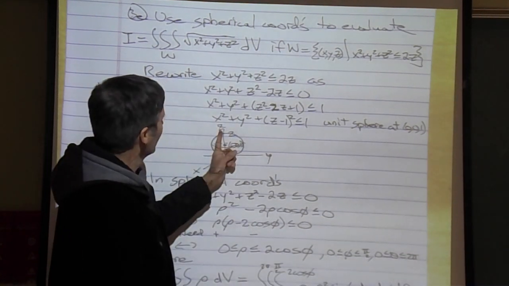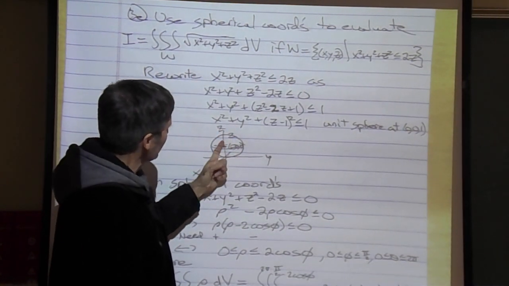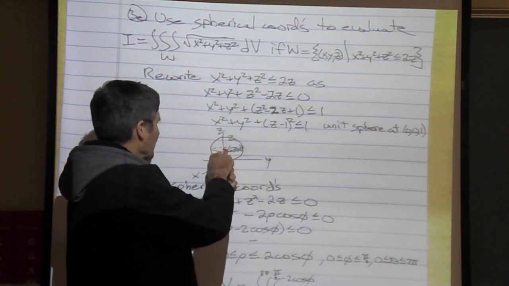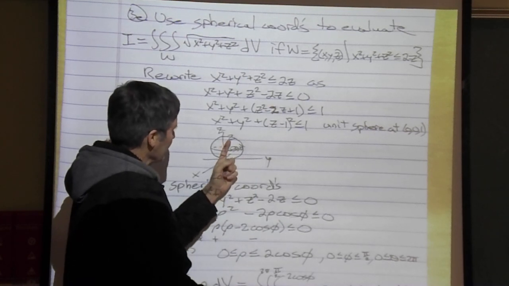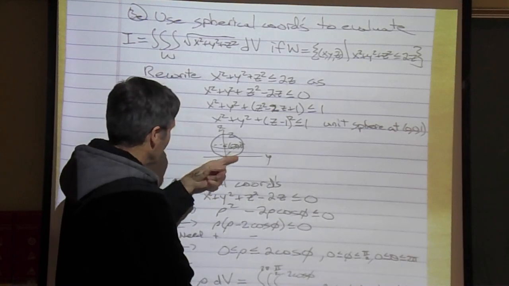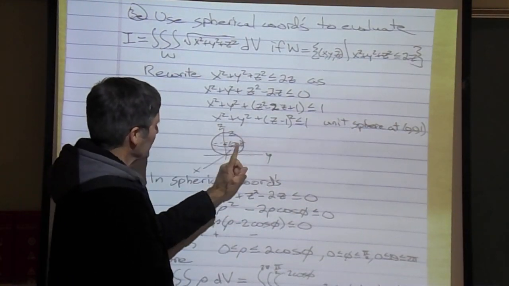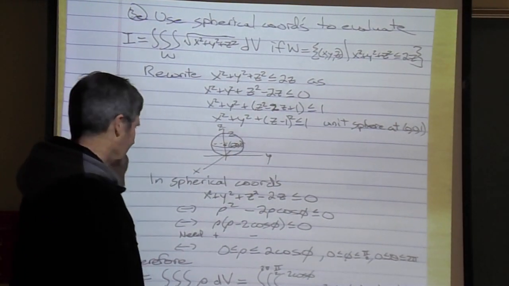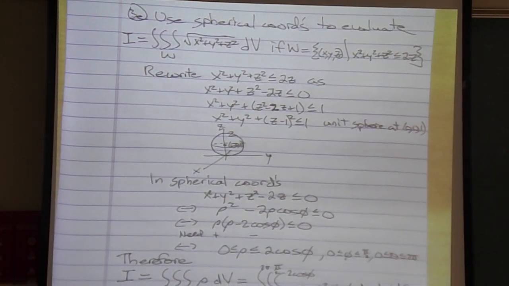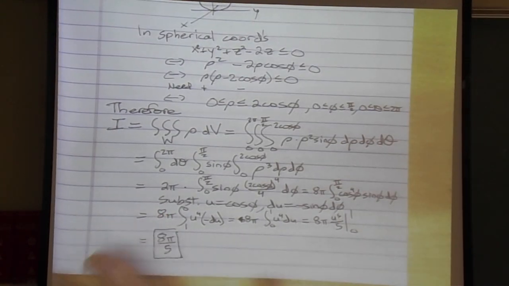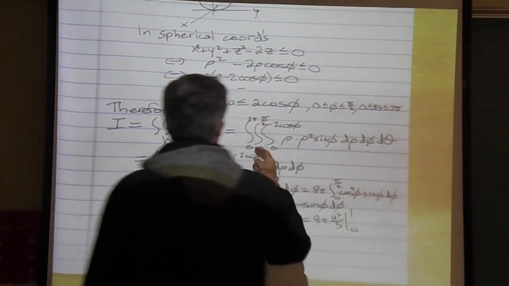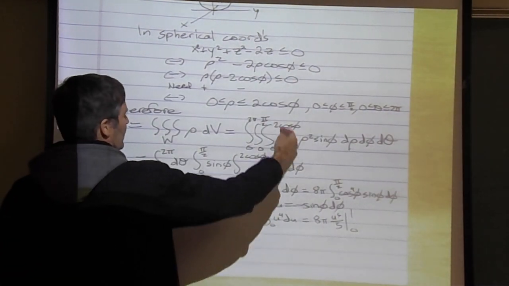Phi, evidently, goes from 0 down to pi over 2, sweeping out. So this is the inside surface, the point here. This is the outside sphere. And phi goes from 0 down to the plane, pi over 2. And theta goes all the way around from 0 to 2 pi to sweep out this whole ball. So now I know how to write the integration limits. I'm going to integrate 0 to 2 pi, 0 to pi over 2, and 0 to 2 cosine phi.